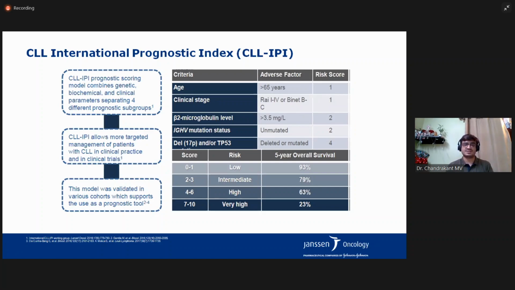So if there are 0 to 1 risk factors, then the risk is low and the 5-year survival is nearly 93%. The moment it is 2 to 3, it's intermediate, 80% survival. 4 to 6 is high risk. And when it is 7 to 10, it becomes ultra high risk or very high risk, and 5-year survival is around 20%. So whenever a CLL patient comes to us, we must always look into the CLL-IPI score.